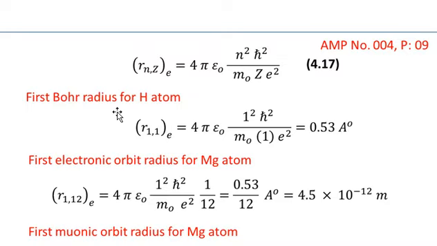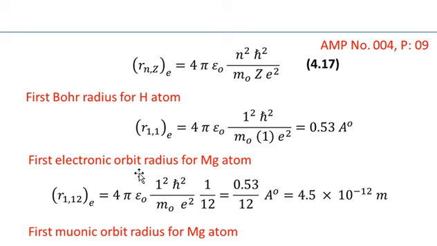Now the first Bohr atom for the hydrogen atom. For the hydrogen atom I need to put n is equal to 1, and I need to put capital Z is equal to 1. For the first state, for the first Bohr atom, I need to put n is equal to 1. So substituting these values, the first Bohr orbit, the first radius of the hydrogen atom will then be equal to 0.53 angstrom. This has also been calculated in one of the previous slides.